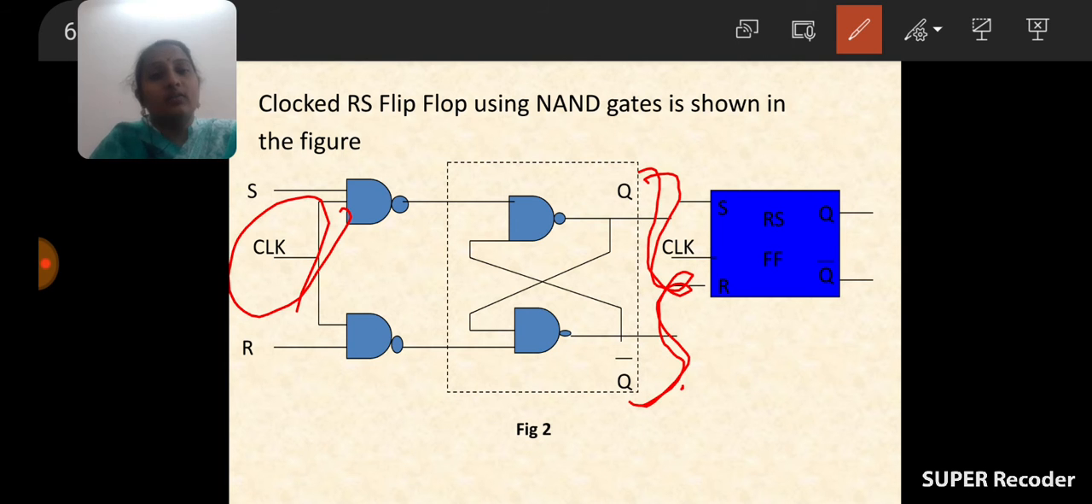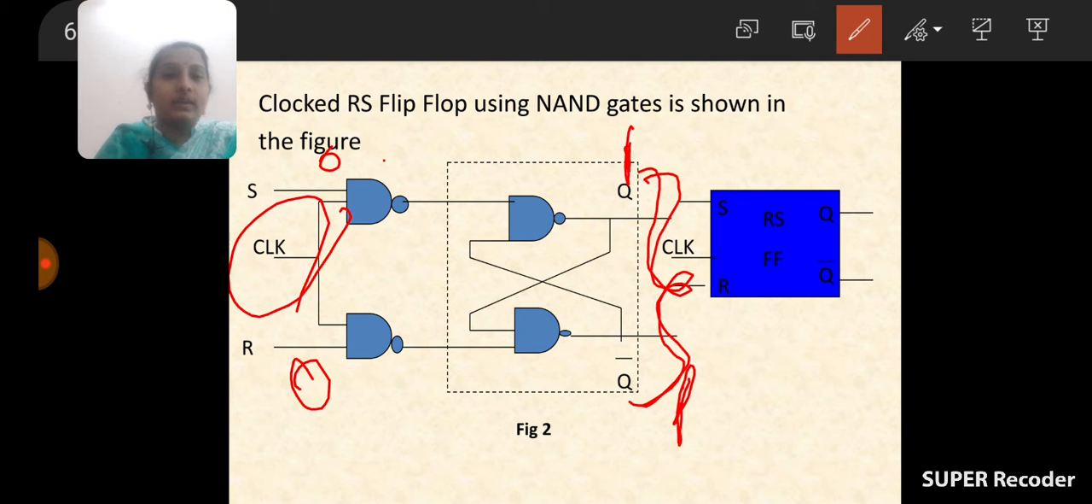So according to the truth table, if we apply both inputs the same, that means if both inputs are 0 and 0, the output is possible to produce 1 and 1. Why? Because if any of the inputs is 0 for the NAND gate, the outputs are high. If any of the inputs is 0, the outputs are high.